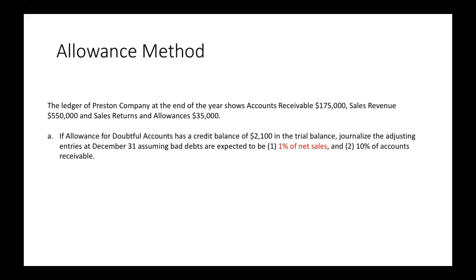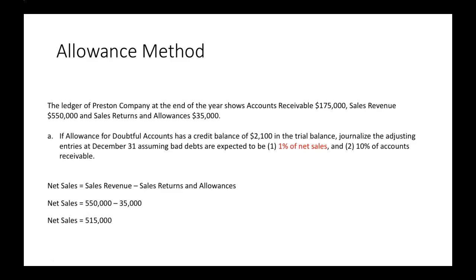We don't know our net sales, right? So we're given some information where we can find our net sales, and then we can talk about what 1% of that is. Your net sales, in this case, will be your sales revenue minus your sales returns and allowances. Sales returns and allowances is a contra revenue account, so it gets taken out from your revenue. So we take our $550,000 minus our $35,000 of returns and allowances, and we see that our net sales is $515,000. So that's step one, right?